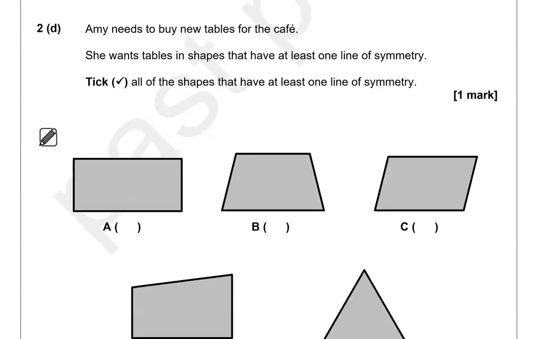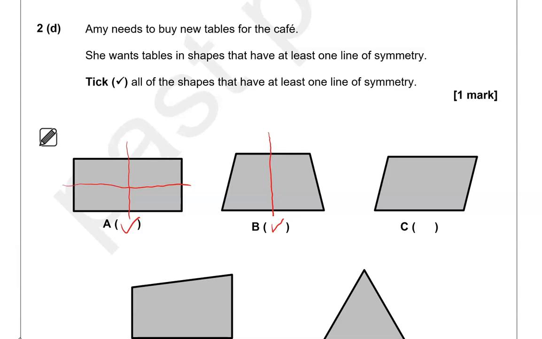Amy needs to buy new tables for the cafe. She wants tables in shapes that have at least one line of symmetry. Tick all the shapes that have at least one line of symmetry. So looking at shape A, which is a rectangle, that has two lines of symmetry. So it has at least one. It has more than one, in fact, two. And looking at B, it has one line of symmetry, so we'll take that as well.